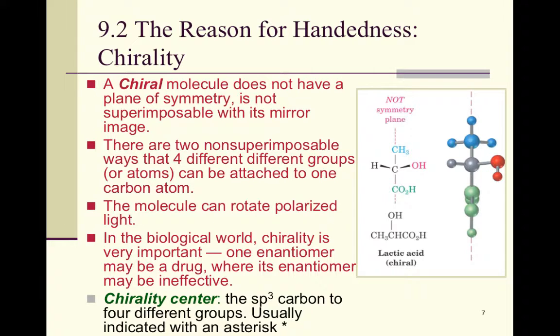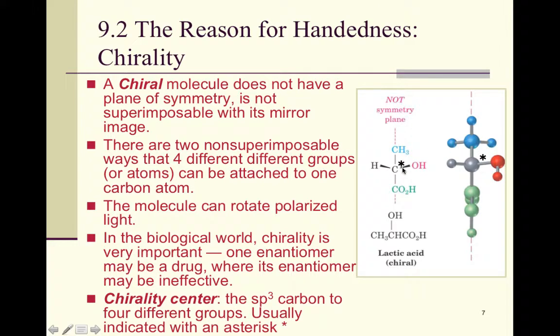Now the term center makes us think there's only one chiral center. We can have molecules with more than one chiral carbon. So don't let the word center make you think there's only one, symmetrically in the middle. They just call it a chiral center. So looking at the models on the right hand side, let's add some asterisks to it.